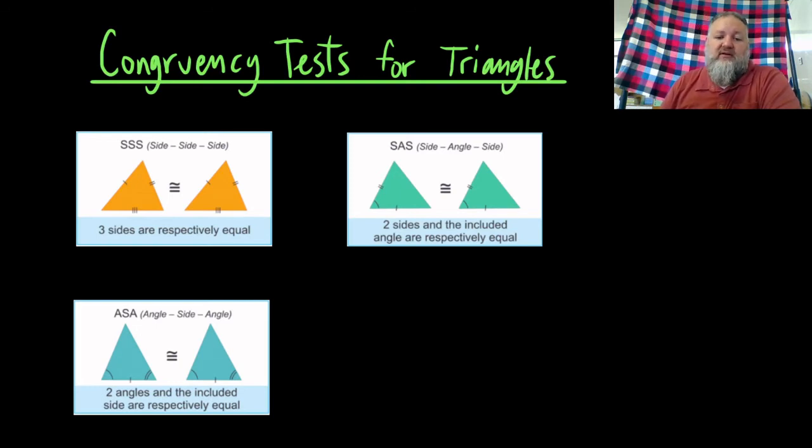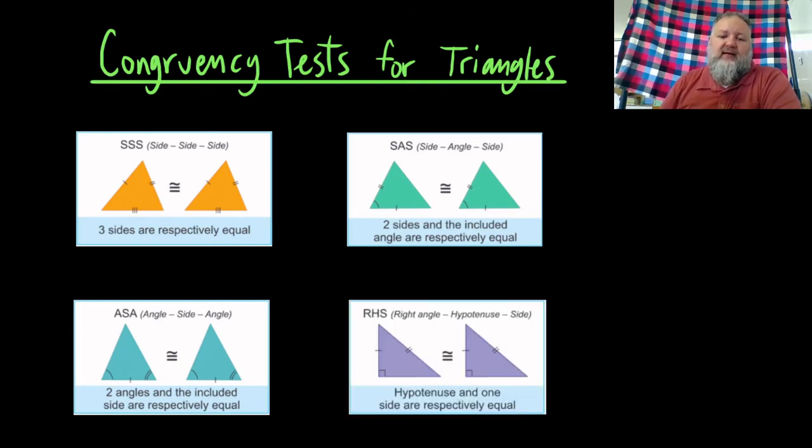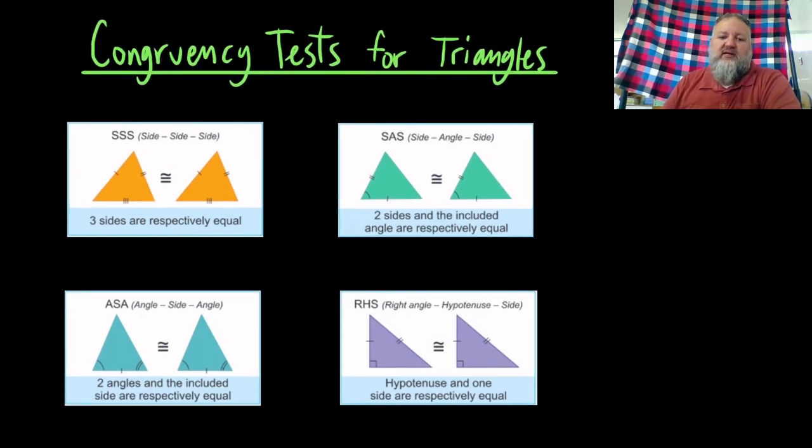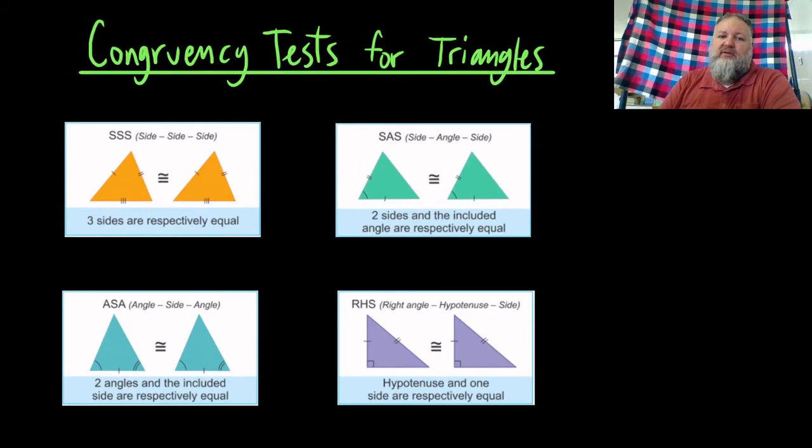Side, angle, side. And the last one is RHS: right angle, the hypotenuse, which is always the side opposite the right angle, and just one side. If we have those three things and they're the same in two of our triangles, then we can say that they are congruent. That's all good and well. They're our tests for congruency for triangles. What's important though is how do we use it?